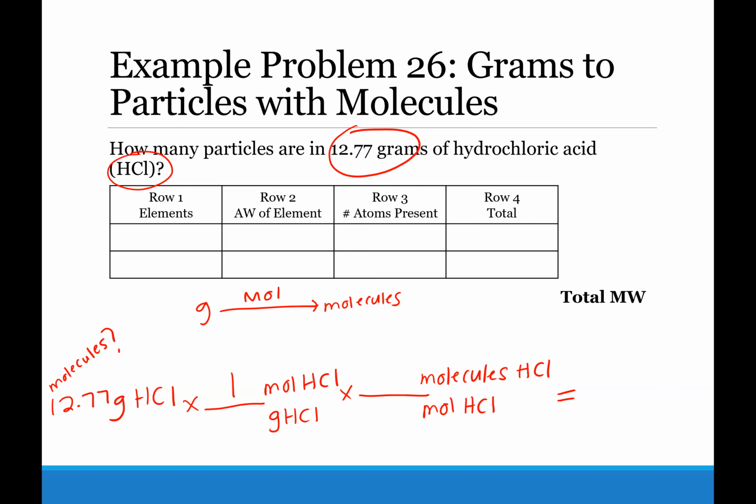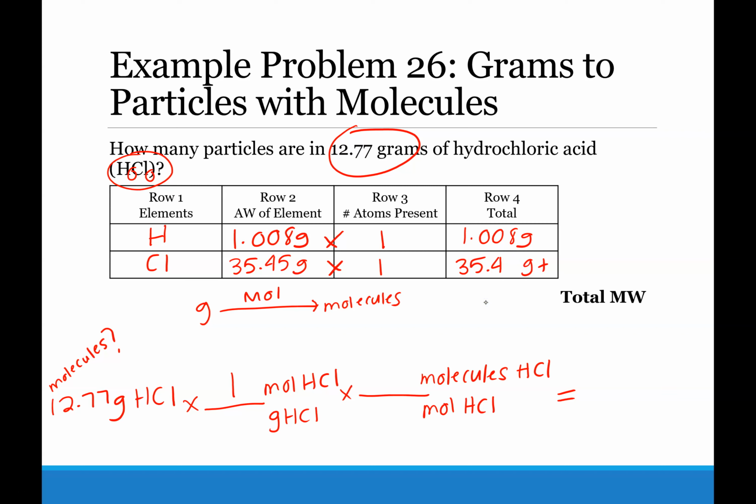So there are 2 elements in this molecule, hydrogen and chlorine. The atomic weight of hydrogen, its element number 1, is 1.008 grams. For chlorine, its element number 17, it's 35.45 grams. There is 1 hydrogen and 1 chlorine. And so 1.008 times 1 is 1.008 grams. 35.45 times 1 is 35.45 grams.